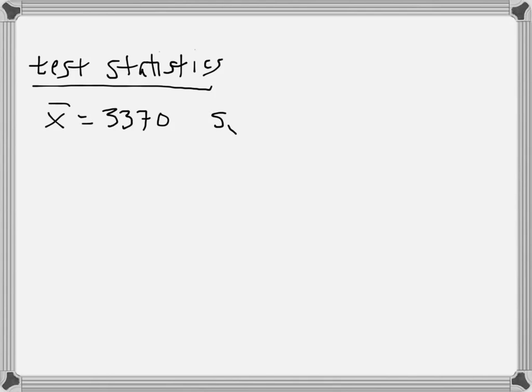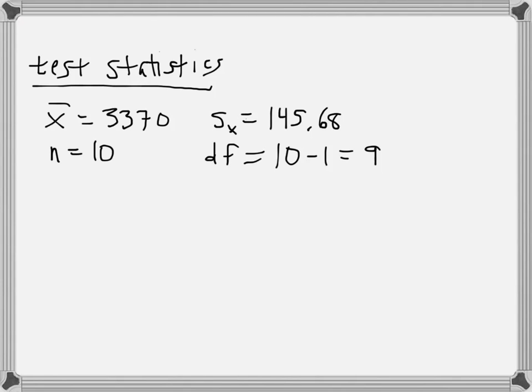I have a standard deviation of 145.68. I'll round it to 2 decimal places. I have a sample size of 10, which means what should my degrees of freedom be? Sample size minus 1 is 9. So I need to calculate my test statistic. That's going to be my value of t. And again, this is going to end up being with 9 degrees of freedom.